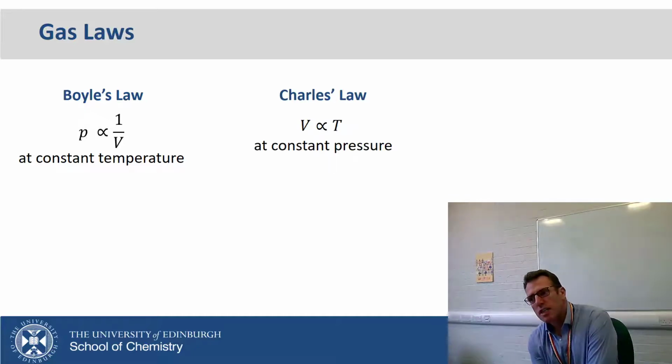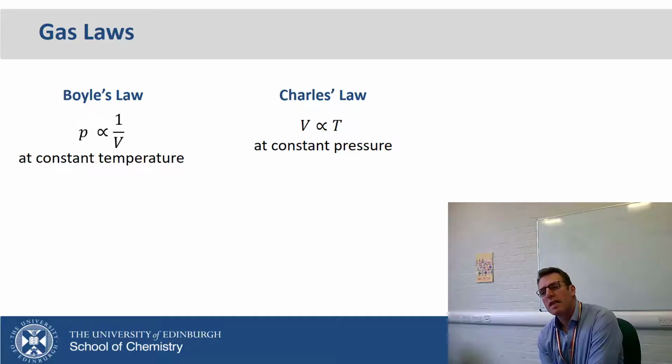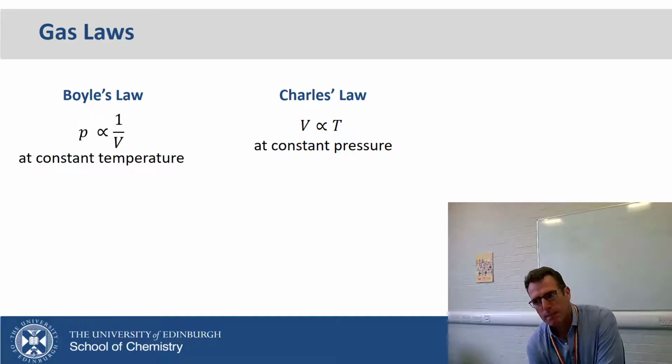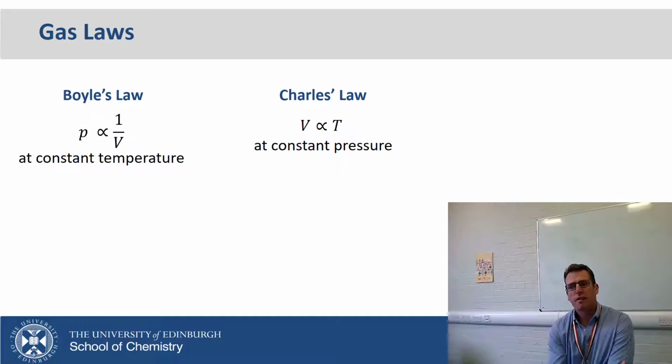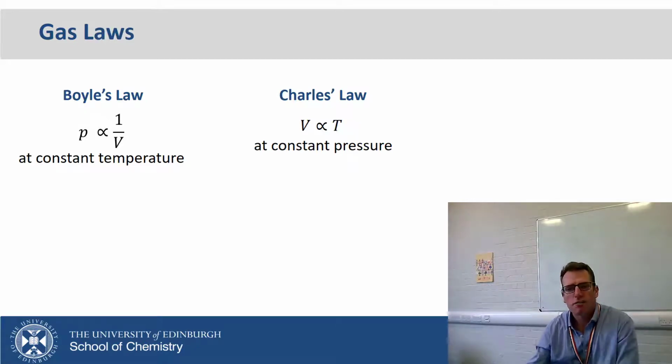Charles was a French chemist, again around a similar period, a little bit later than Boyle, and he explored the volume and temperature of a gas. And he found that, for example, if we think again of our balloon and we increase the temperature of that balloon, then if the pressure has to stay the same, well then as we increase the temperature, the volume must expand. So Charles related volume and temperature and found that they're directly proportional.